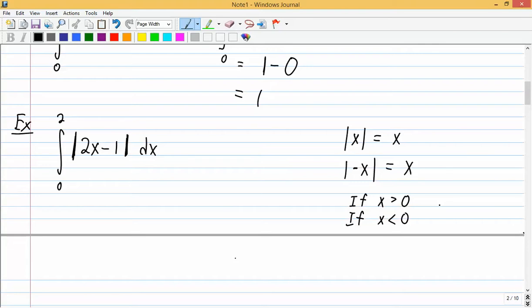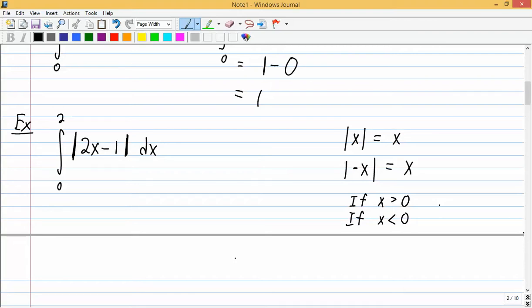Just keep in mind that when you work an absolute value problem, if you remember back from algebra, you always have to work out two equations. And so that's going to have to come into play somehow with the antiderivative. You're going to have two equations, two integrals, something like that.